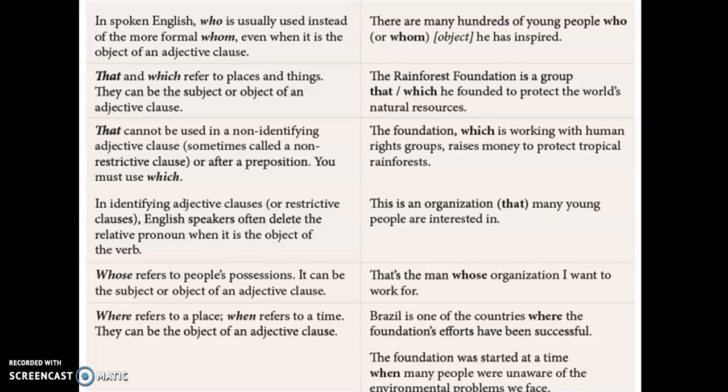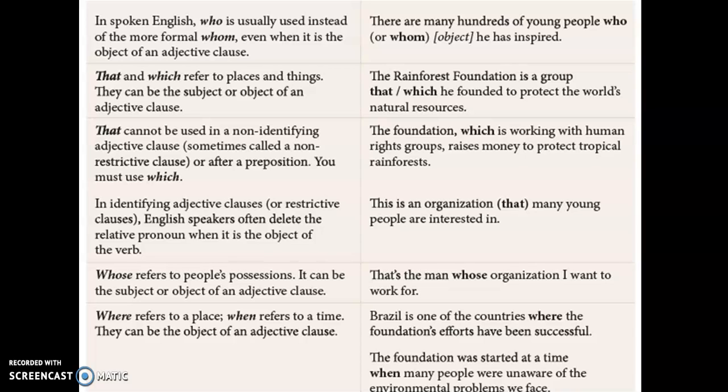English speakers often delete the relative pronoun when it is the object of the verb. This happens only when you speak. In the example, this organization and that is surrounded by parentheses. When you speak, guys, you are able to omit this. It says this is an organization many young people are interested in. So you can omit it, or you may include that only if you want to.